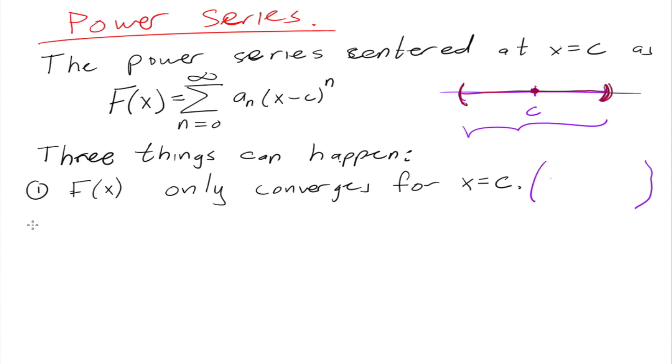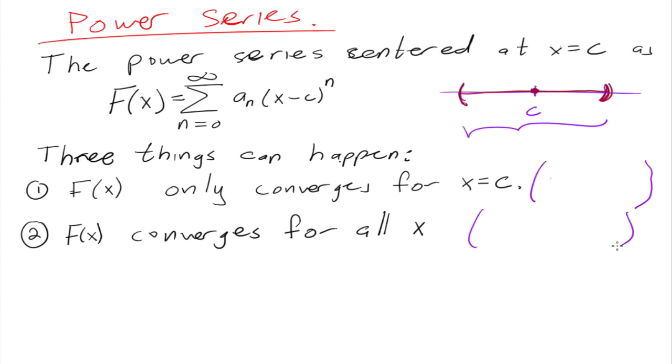Okay, so then the second thing that could happen is that f of x converges for all x. And we'll say what that means in a minute.